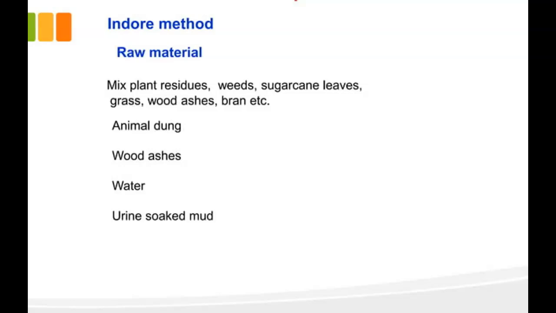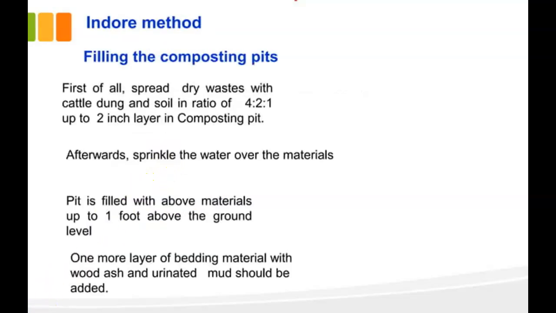For the indoor method, the raw materials to use are animal dung, wood ashes, water, and urine-soaked mud, etc. For filling the composting pits, first of all, spread dry waste with cattle dung and soil in the ratio of 4:2:1 up to a 2-inch layer in the composting pit. Afterwards, sprinkle water over the material and fill the pit in this way up to 1 foot. Another layer of bedding material with wood ash and urinated mud should be added.